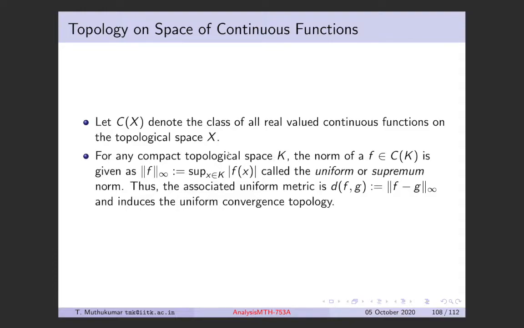Now, for the special case when the domain is a compact topological space, you know from the topological result that every continuous function on a compact set is bounded. Using that, one can define the notion of length or norm in the space of continuous functions, defined as the norm of f is the supremum of mod f(x), where the supremum is taken over all x in the domain. Because it's a bounded function, this is a finite quantity. So this is the norm of the function.